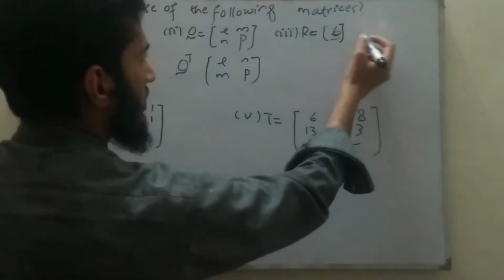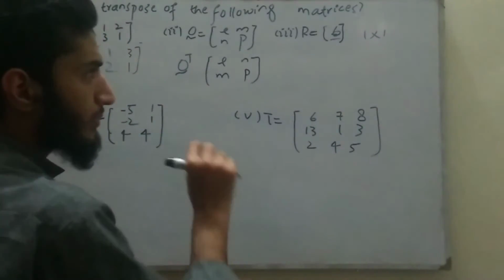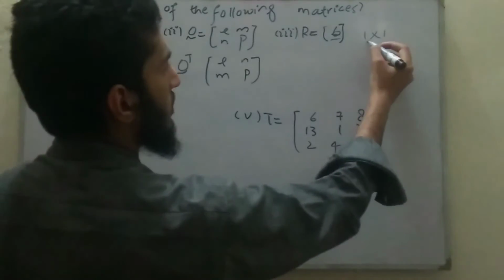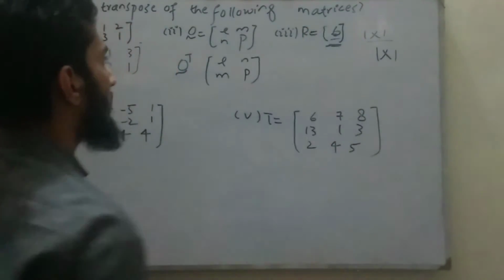Here it is one column and one row. So it is a 1 cross 1 order matrix. In transpose, the rows and columns are interchanged, so its order will be just like 1 cross 1. So it will not affect. So this is the transpose of the given matrix.